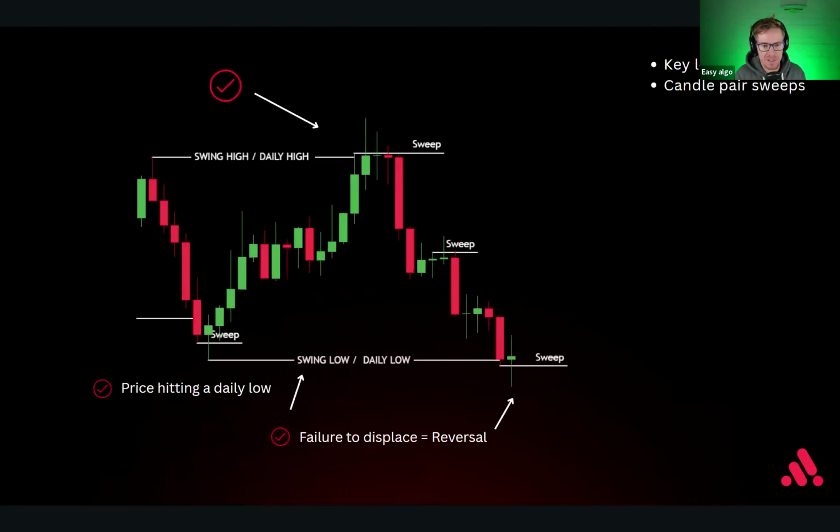So breaking down that example, you can see price has come down. It's hitting a swing low or a daily low, which is our key level. So then we're just observing, is there a sweep occurring in that level?